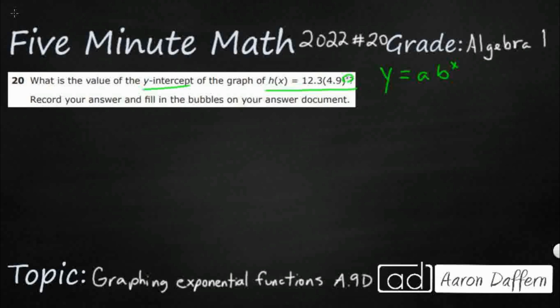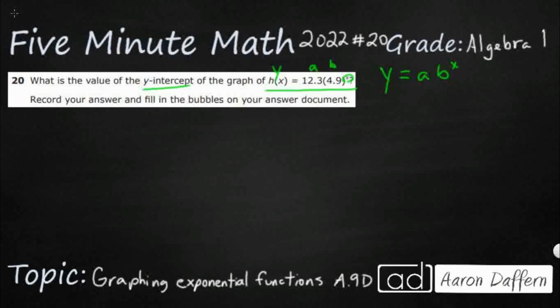Here's our standard form: y equals a times b to the x. So this h of x is serving as our dependent variable. That's our y. 12.3 is our a. 4.9 is our b. And then your x is your x. Right? So it matches up. It looks like it should.